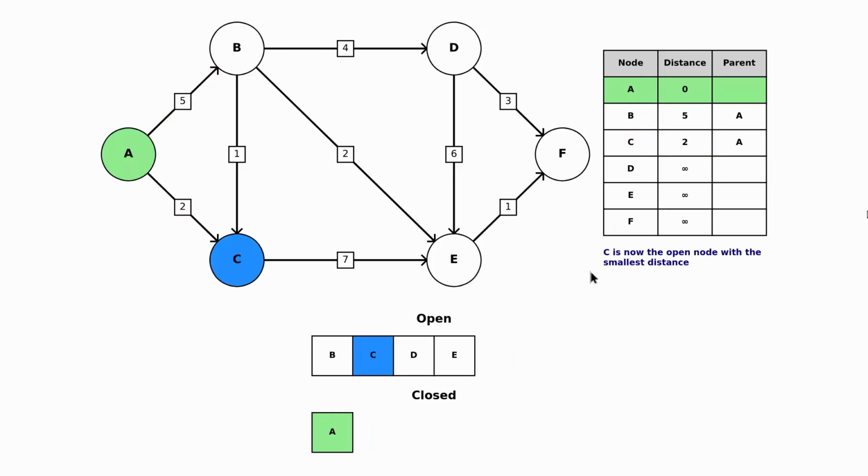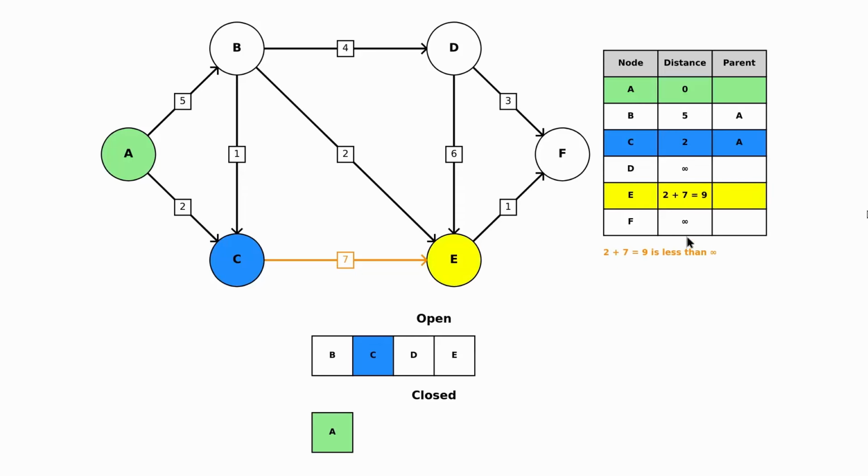And now we need to select a new node. And the one we select is an open node, and it's the one with the smallest known distance. So that's C, because it has a very small distance, and it's one of these open ones. So C only has one child, which is E.